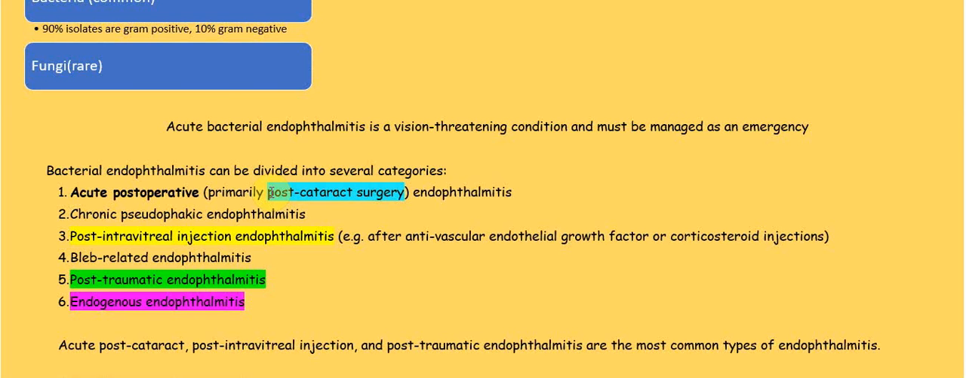Primarily, post-cataract surgery endophthalmitis. In the scenario, they will have mentioned a patient who had cataract surgery, and within 1 week, meaning within 7 days of the surgery, the patient will present to you with signs and symptoms, which we will talk in detail about later. The second important cause is post-intravitreal injection.